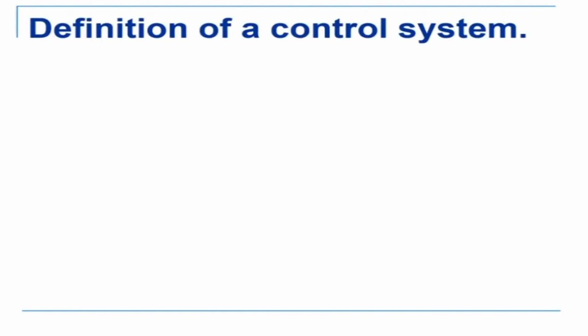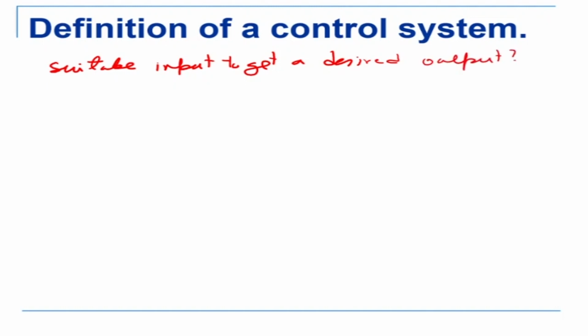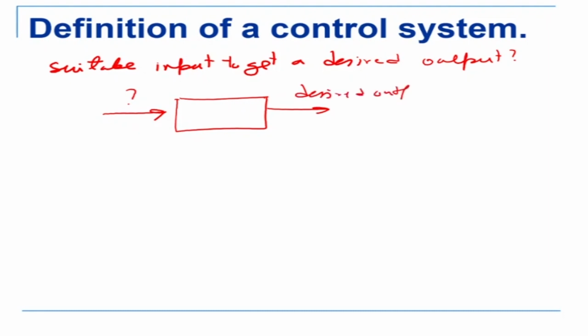Okay, so definition of a control system, very briefly going through what we had talked about in the last class. We said that the definition of a control system is finding a suitable input to get a desired output. Okay, so that is the basic function of a control system. So we have a system like this and we are trying to find out what should be the input to get a desired output.